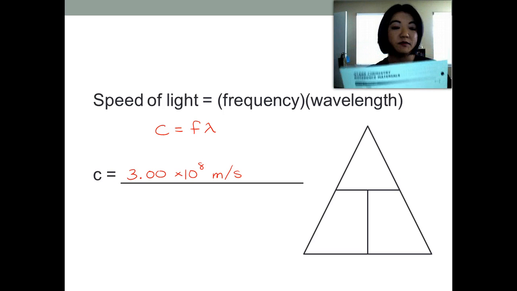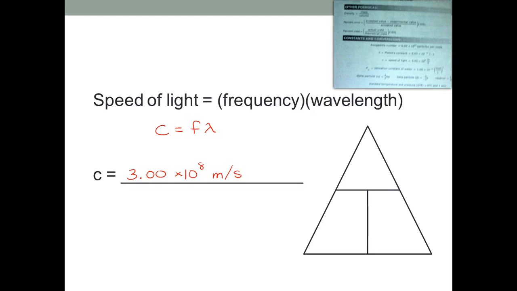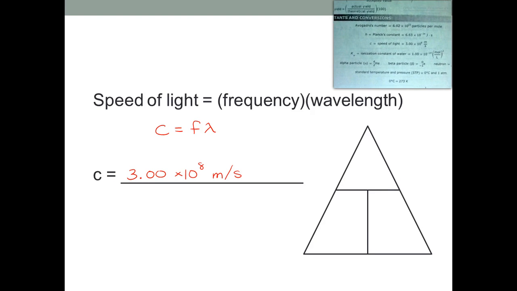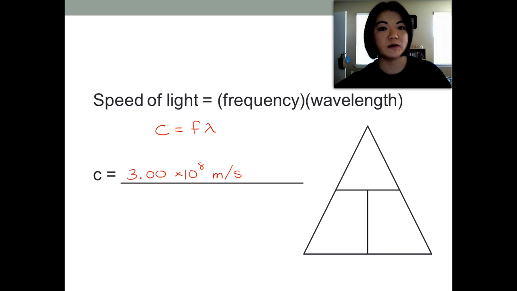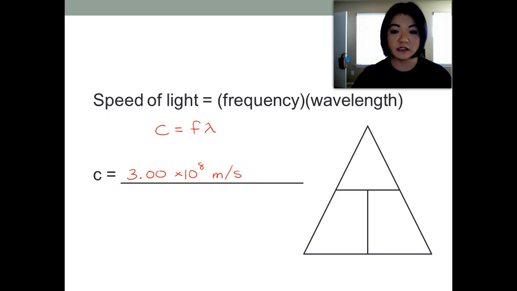Now, if you don't remember that, that's okay, because it is actually on the back of your formula chart, and it is the third number that is under constants and conversions. So if you just remember that the formulas and the constants are on the formula chart, you don't have to remember a thing, you just need to know how to use them. So we are going to fill in the formula triangle because they are very useful. C is on the top, and f and lambda are going to be on the two bottom sections.